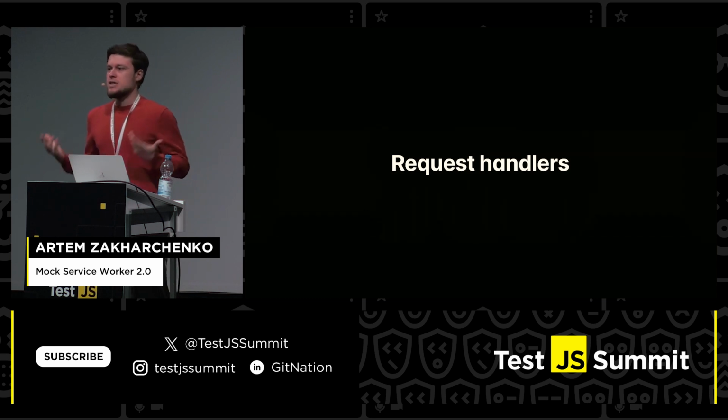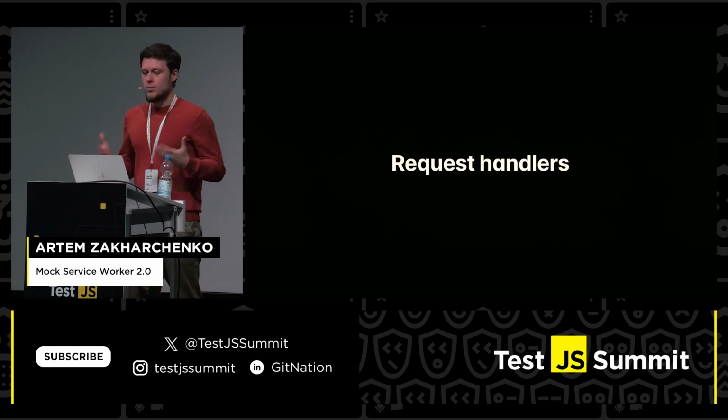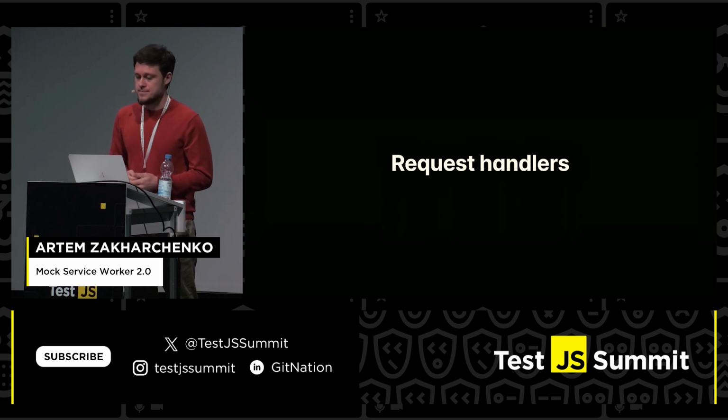But how do you do that? How do you describe the network with MSW? Well, you use functions called request handlers. I will show you an example.